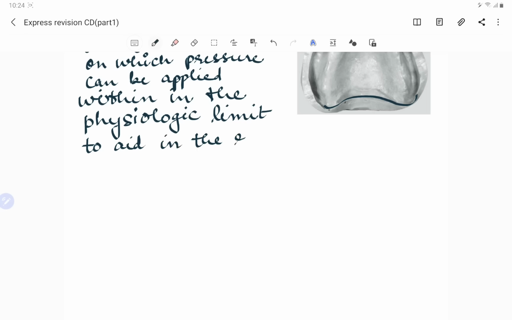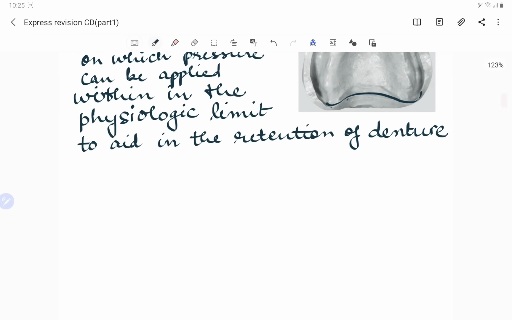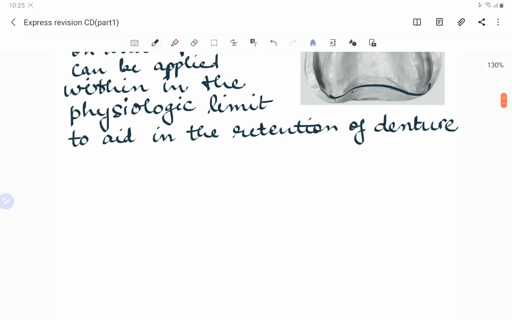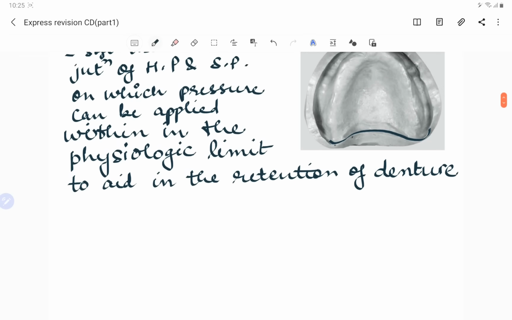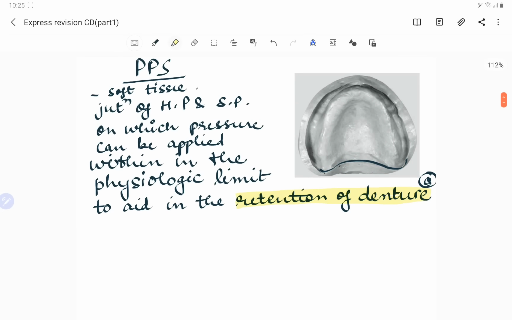In the retention of the denture. Now this aid in the retention of the denture is very important, because there are so many functions for PPS, but all the options which are given to you are an example of the function of the PPS, but the most important function over here is the retention of the denture. So retention of the denture is the most important function of the PPS.